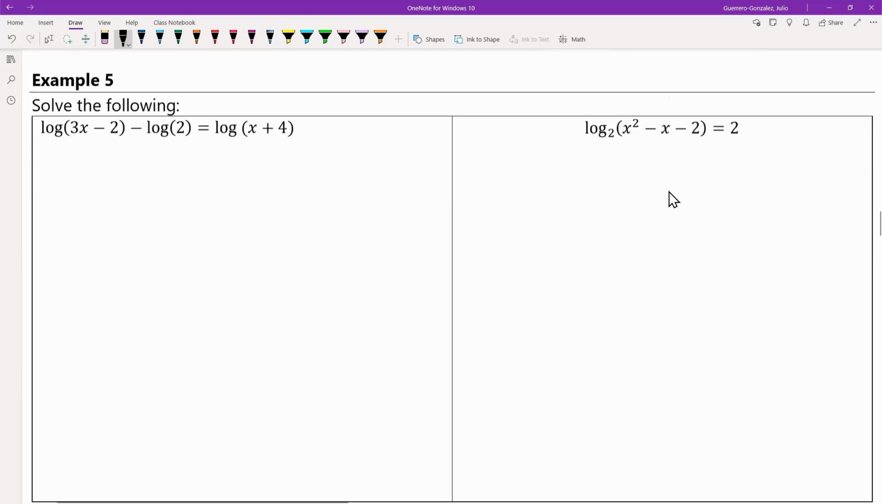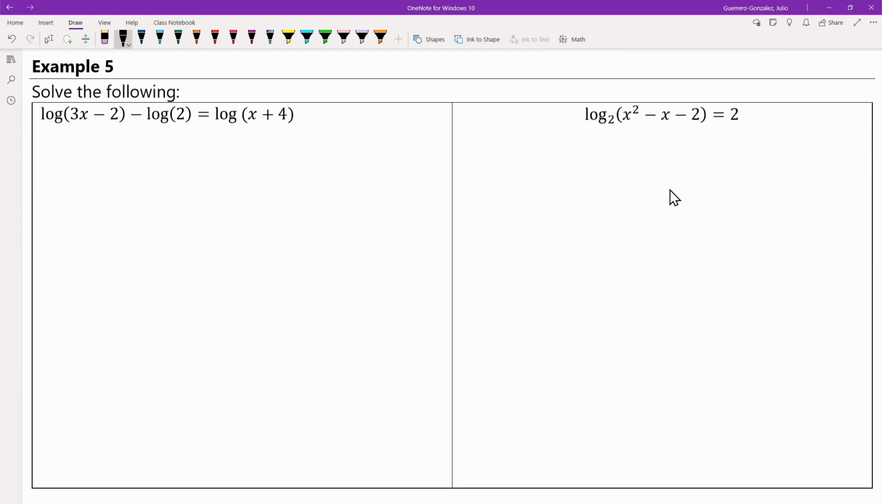So let's start with, let's say you had 2 logarithms. Thankfully, the logarithms are the same all across. So what can we do there? If you remember your logarithm rules, I can combine a bunch of this. So if I grab the left-hand side, this is equivalent to log of (3x minus 2) all over 2, this is my logarithm rule, is equal to log of x plus 4. Okay, here we go.